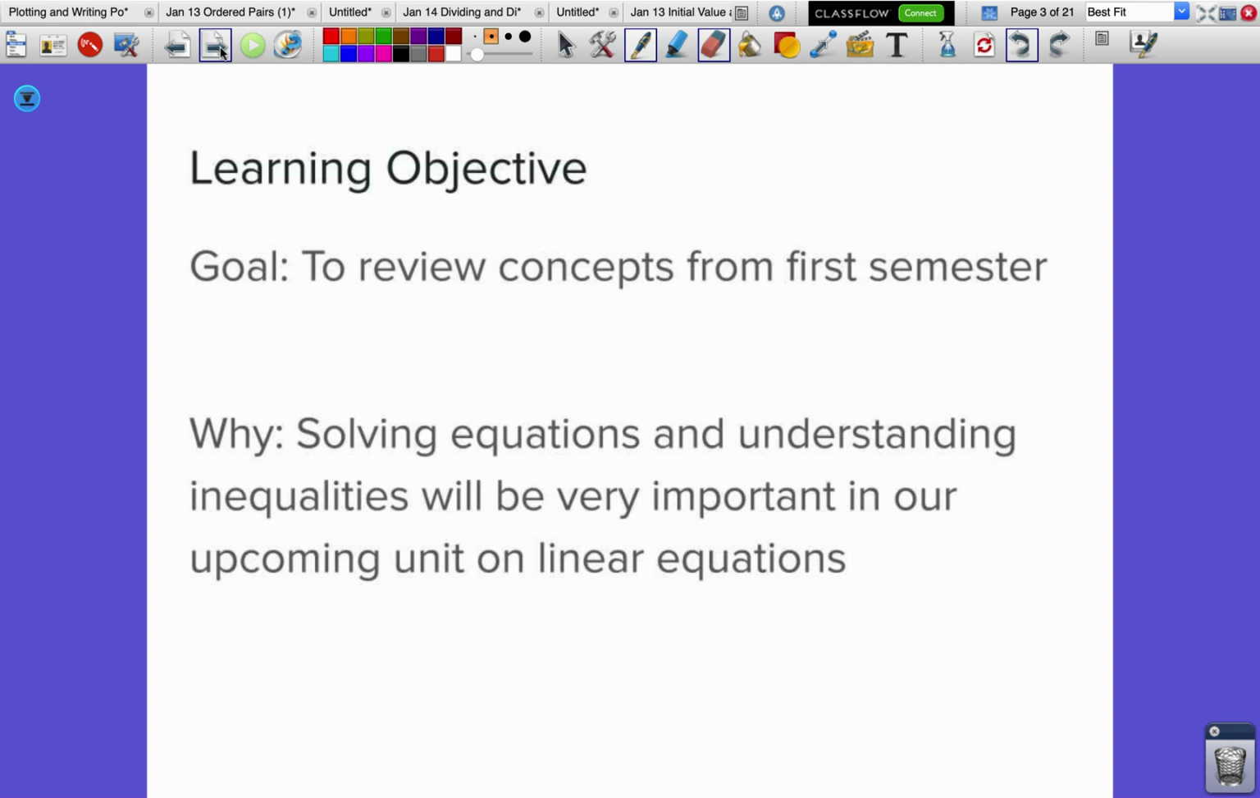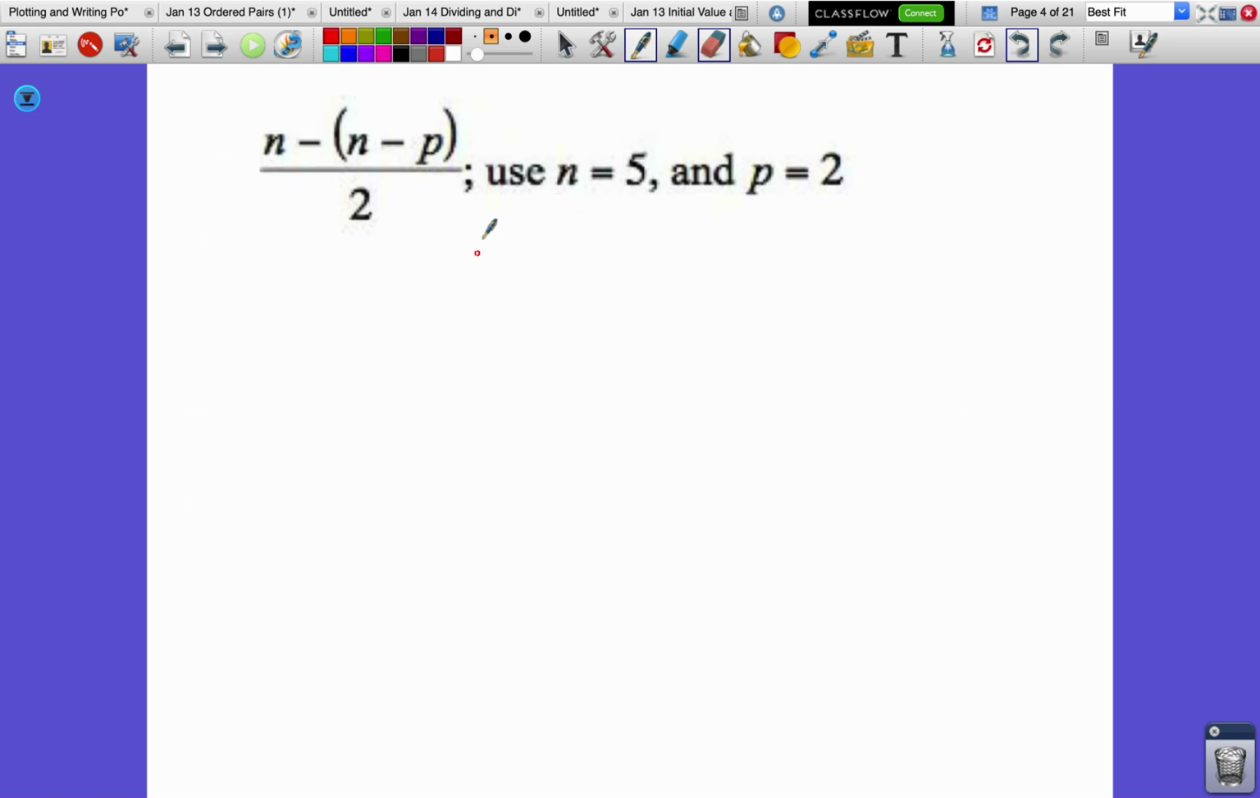All right. Goal for today is to review concepts from first semester. Why are we doing this? So we can, solving equations and understanding inequalities will be very important in our upcoming units on linear equations. So here is a typical problem we saw first semester.